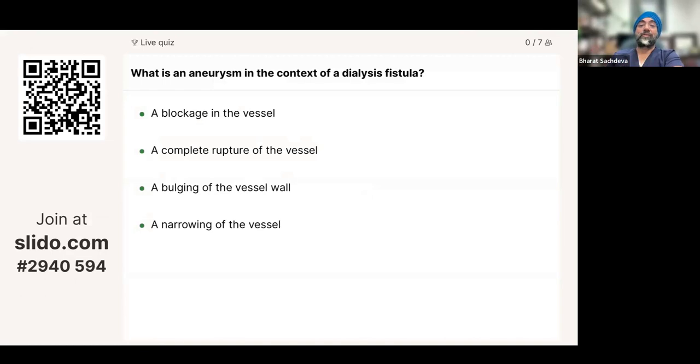So this question is, what is an aneurysm in the context of a dialysis fistula? Is it a rupture, a blocked vessel, a bulging of the vessel wall, or a narrowing of the vessel?